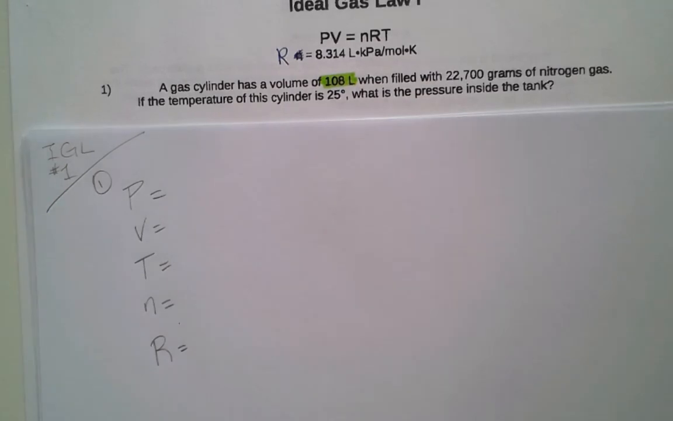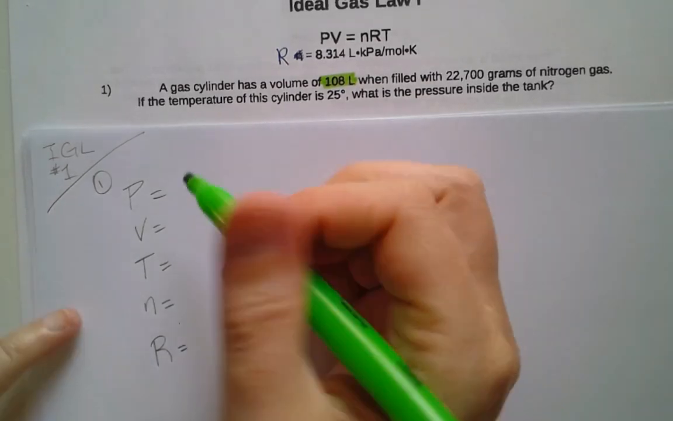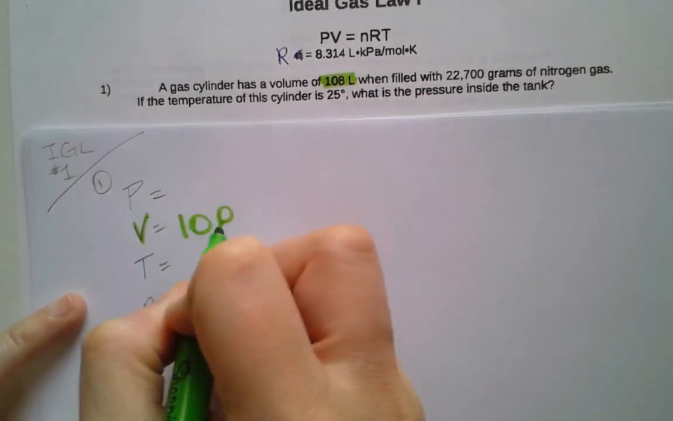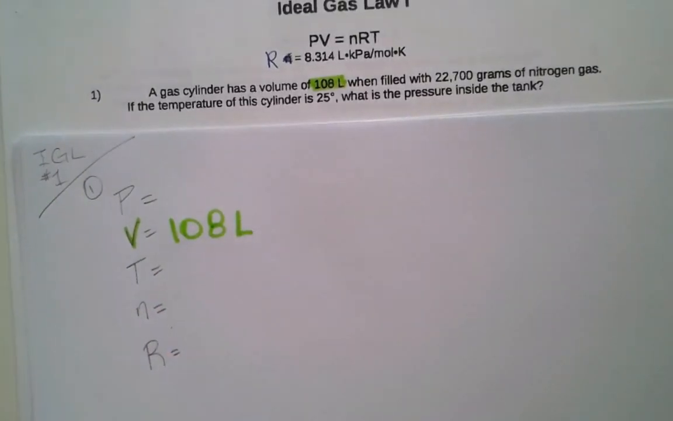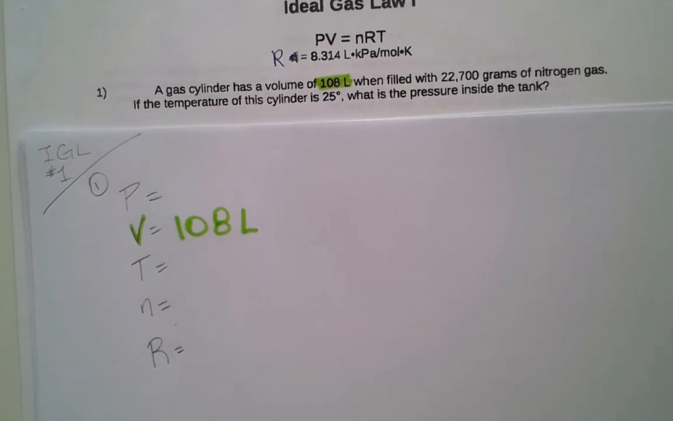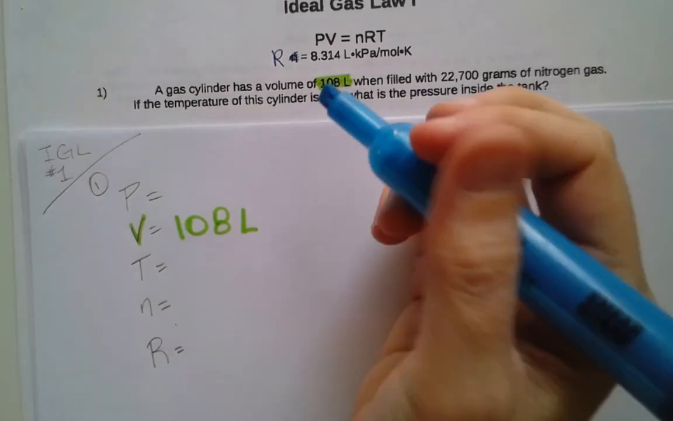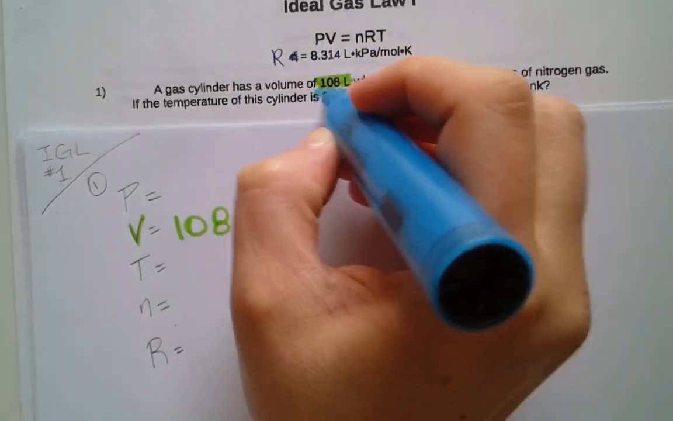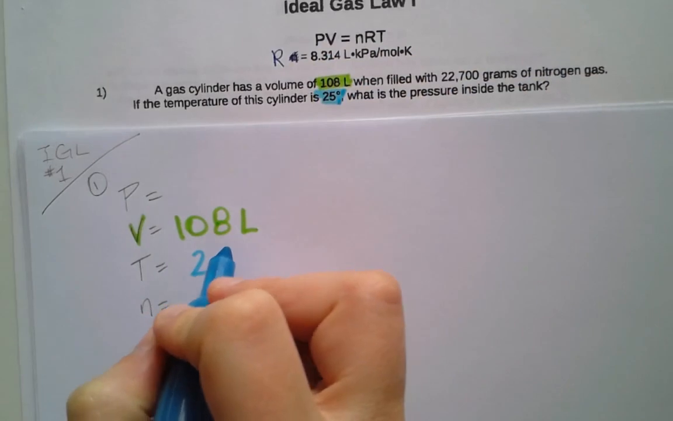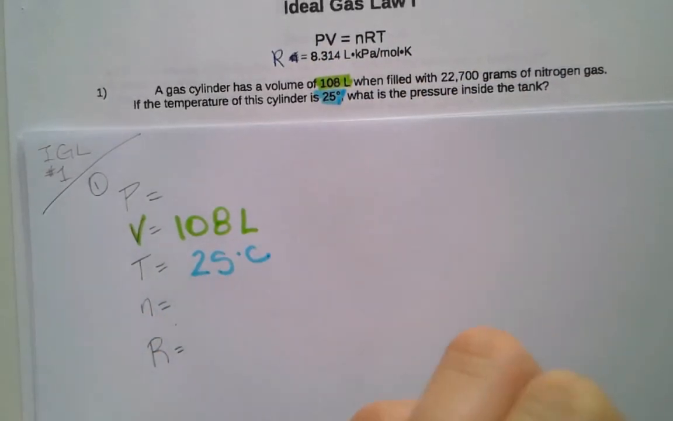Okay, so your volume is 108 liters, when it's filled with 22,700 grams of nitrogen gas. You have to know which variable grams is going to be talking about. Maybe let's narrow it down a little bit. So we've got a temperature of 25 degrees Celsius. And we're going to solve for pressure.